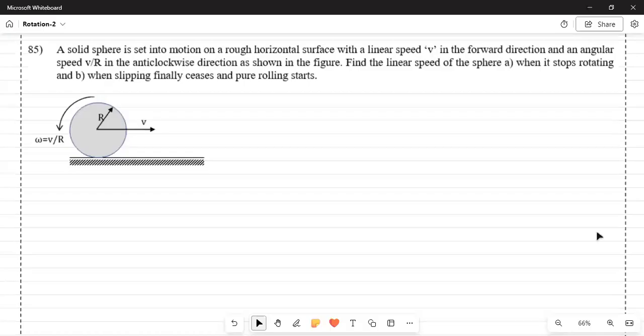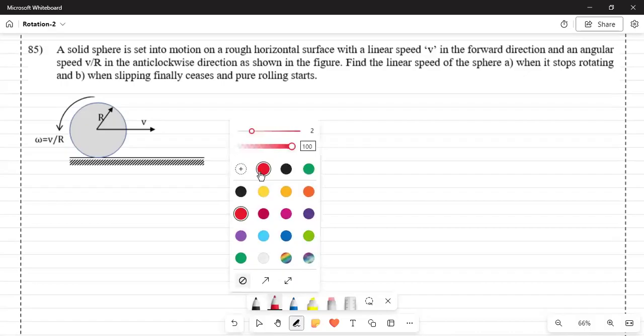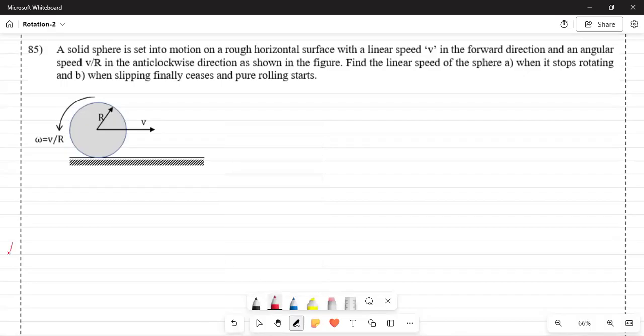We now take problem number 85 of your textbook. This problem's arithmetic is very small, but there are a lot of things that one needs to understand. As I said, it is very important to understand what is described in the problem.